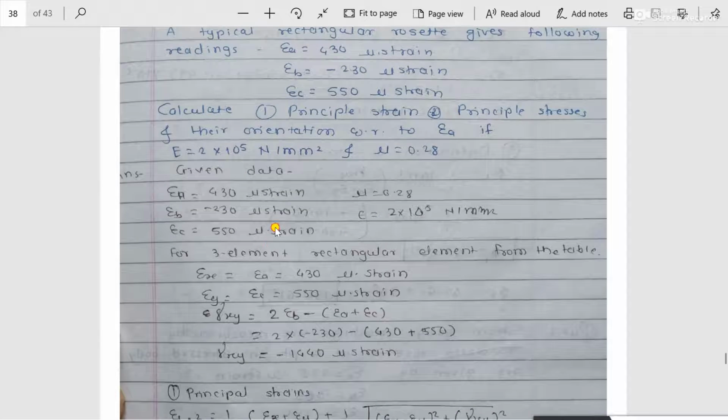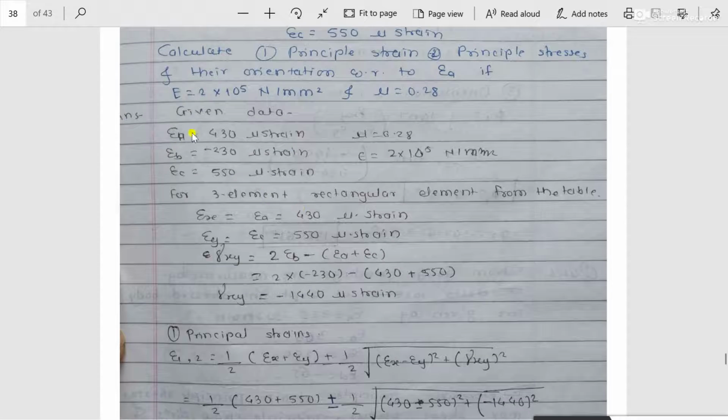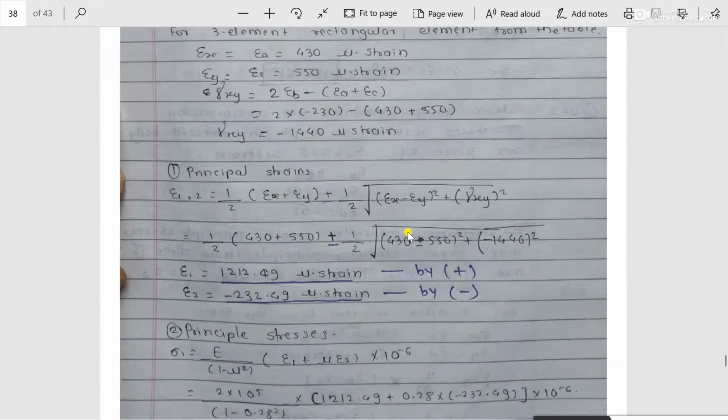So initially I have to write down all the given data, that is the value of epsilon a, epsilon b and epsilon c. Then these two constant parameters are given, that is mu is equal to 0.28 and E is equal to 2 into 10 raised to 5 Newton per mm square. Then for the unknown parameters, the first one is the principal strain. There are basically two principal strains, that is epsilon 1 and epsilon 2.